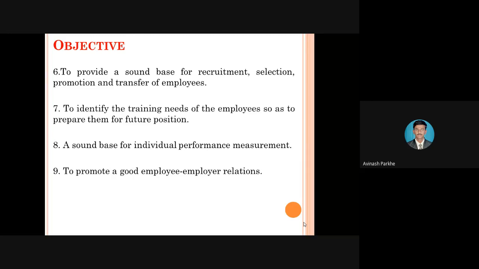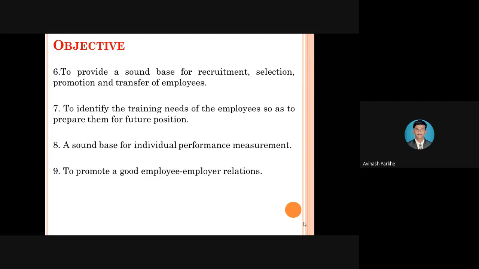Then a sound base for individual performance measurement. If we have to measure the individual performance of the operator, it may be a skilled operator, a supervisor, a manager, an assistant manager, or an engineer. If we have to check their performance, at that time the concept of job evaluation plays a very important role. And the last objective is to promote good employer-employee relationships.